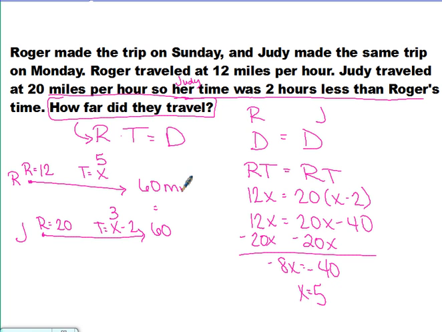They traveled 60 miles. That is a uniform motion problem. So keep in mind the equation rate times time equals distance, and then you want to sketch out the information.